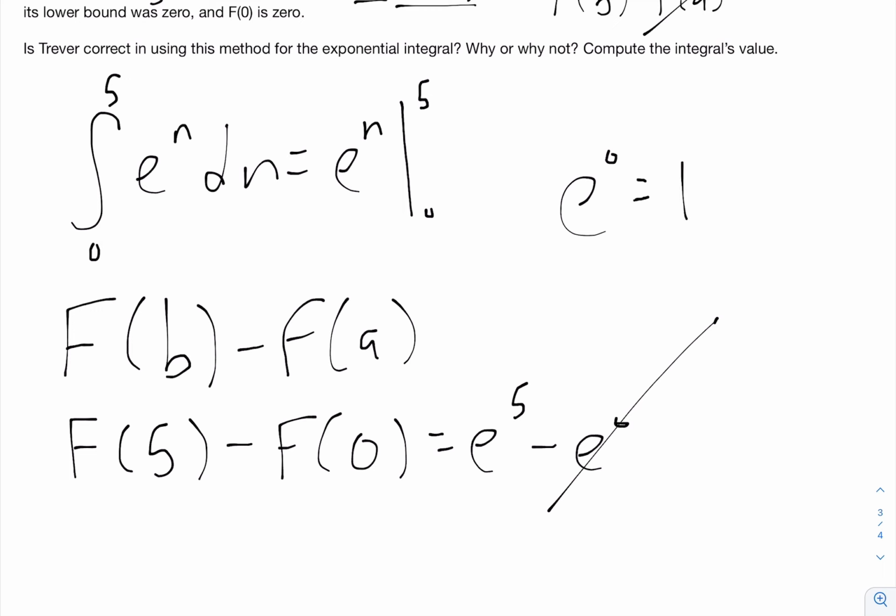So we can't use the method Trevor talked about in his original integral because the function capital F evaluated at 0 is not 0. So we're not subtracting 0 from capital F of b, we're subtracting 1. So it is important, we do need to include it. We can't just dismiss it completely, we have to do e to the 5th minus e to the 0.